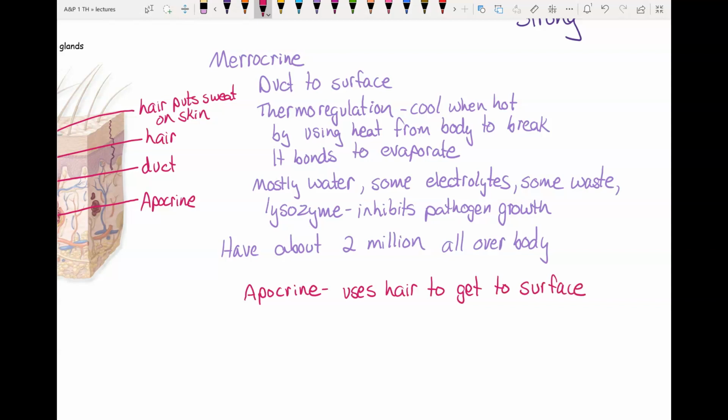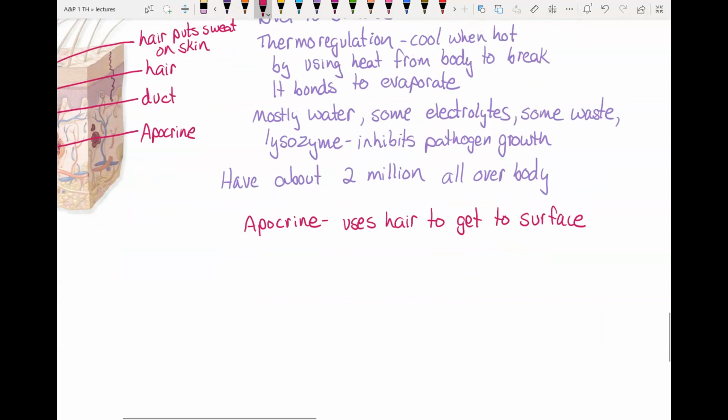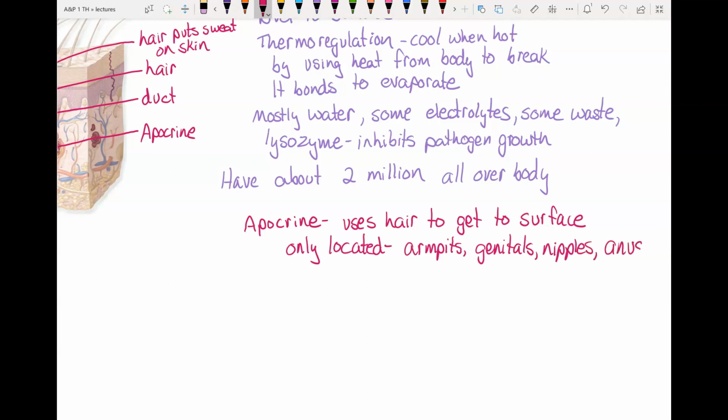And these sweat glands are not located all over their body. They are only located in certain areas. And those areas are the armpits, genitals, nipples, and anus.